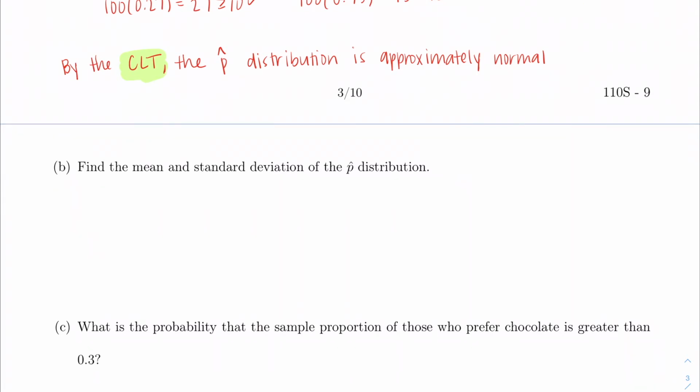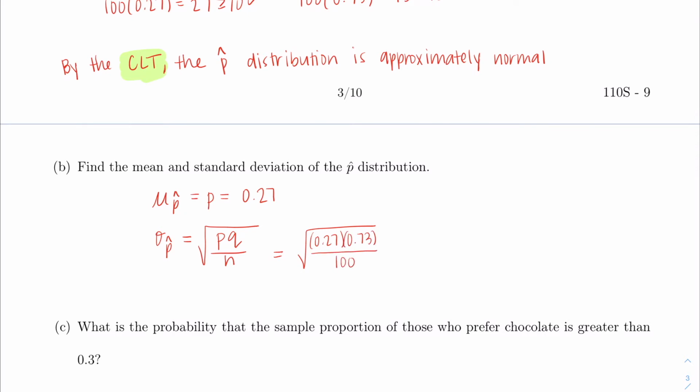The mean and standard deviation of this distribution: mu sub p-hat is the mean, and remember, this is just equal to p. In this case, p is 0.27. And then sigma sub p-hat, which is the standard deviation or the standard error, is the square root of p times q divided by n. Here we're getting the square root of 0.27 times 0.73 divided by 100, and this gives you 0.0444.